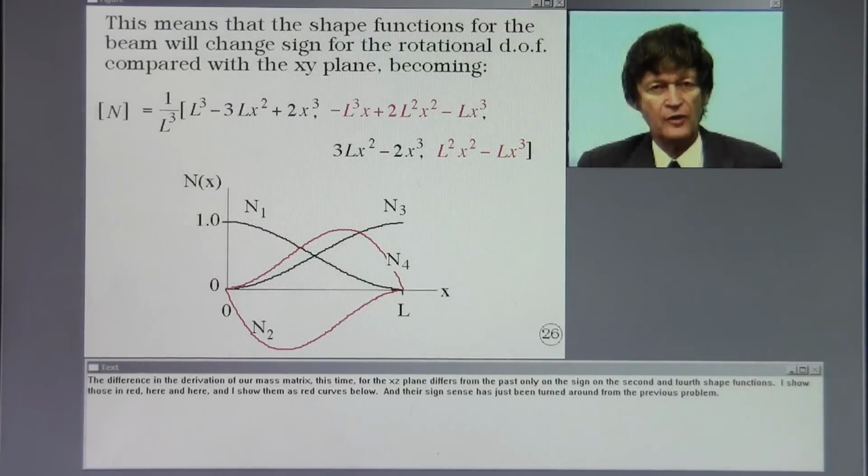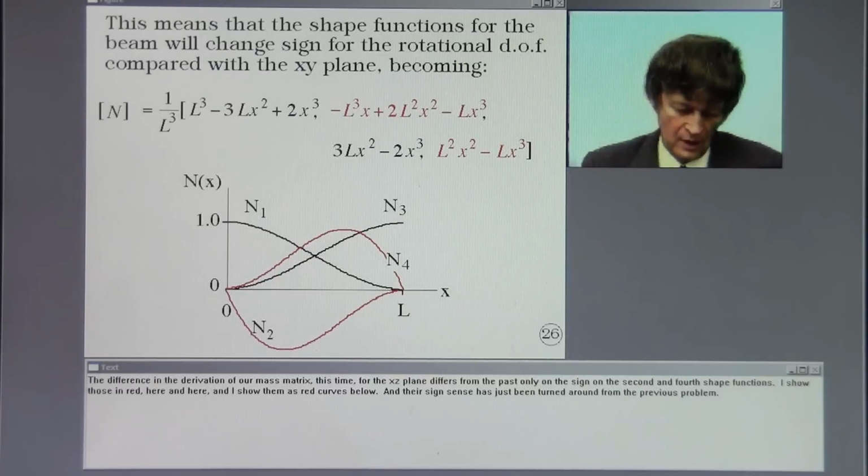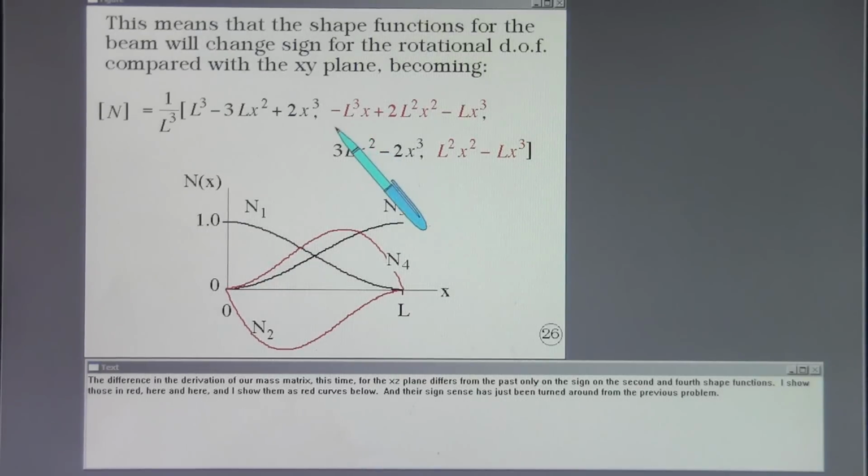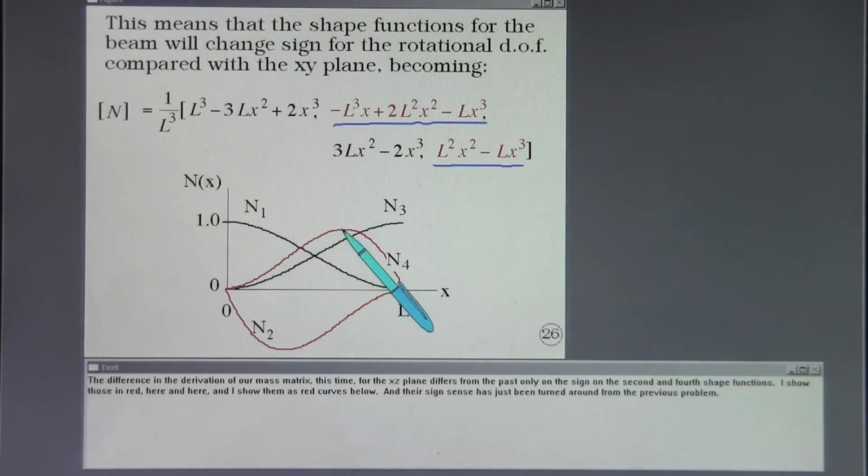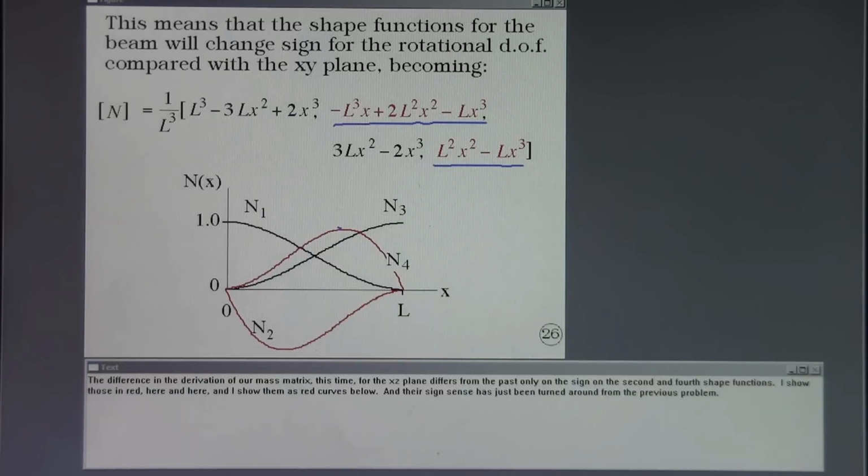The difference in our derivation of the mass matrix this time for the xz plane differs from the past only in the sign on the second and fourth shape functions. I show those in red here, and I show them as red curves below. And their sign sense has just been turned around from the previous problem.